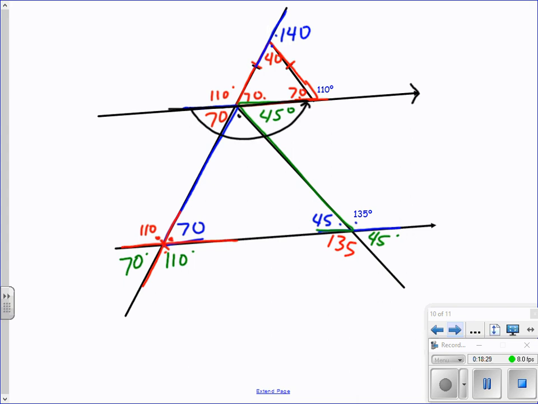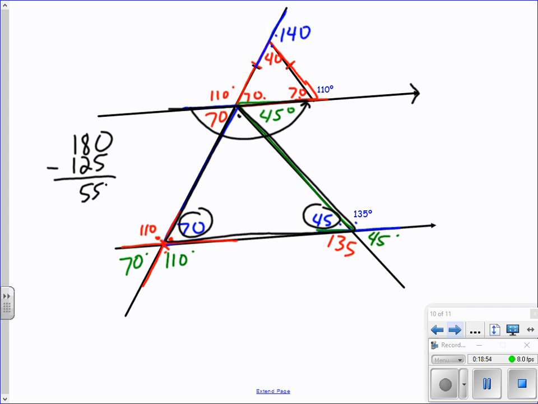Or we could use the big triangle down here, which also has 70 and 45 in the corners. So we could add those together, and what's that, 125? And then subtract that from the 180 of the triangle. So 180 minus 125, 70 added to 45, and that leaves us with 55 degrees.